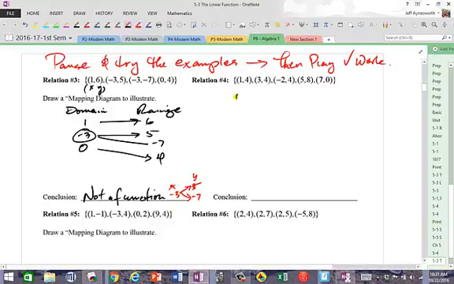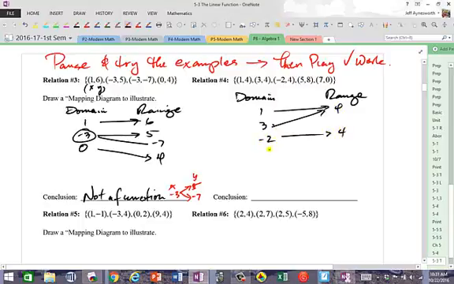Over here, what's going on? 1 gets mapped to 4, 3 gets mapped to 4. So far, one x value gets mapped to only one y value. Negative 2 gets mapped to 4, 5 gets mapped to 8, and 7 gets mapped to 0. Each x value gets mapped to only one y value, so this relation is a function.